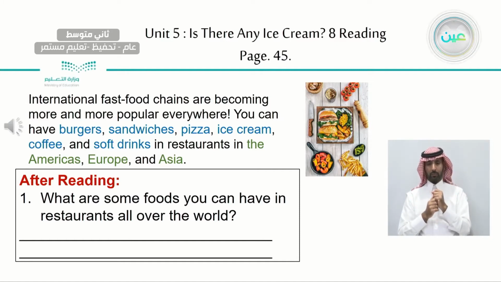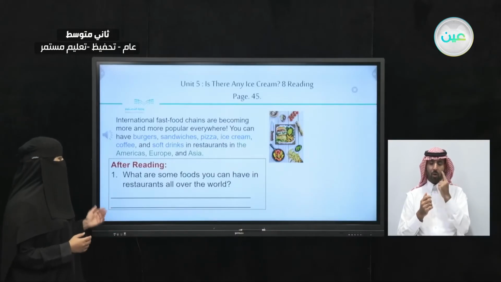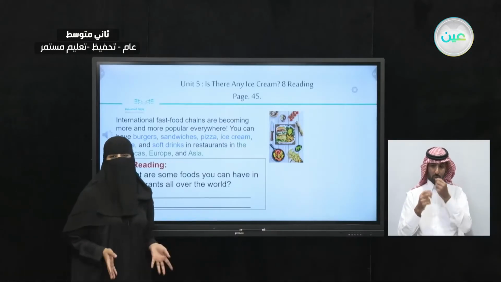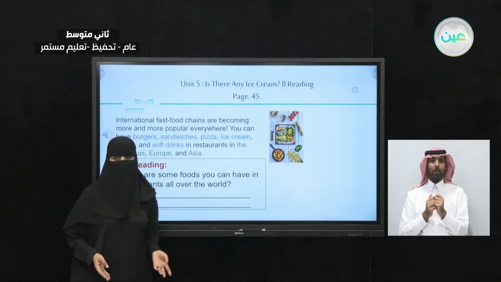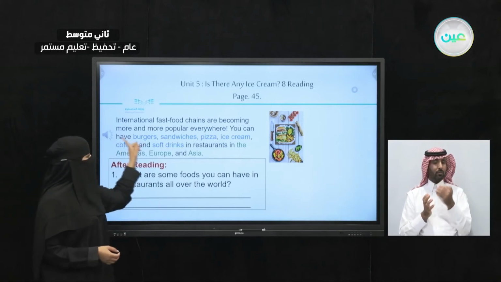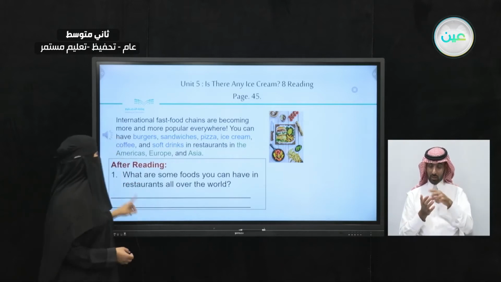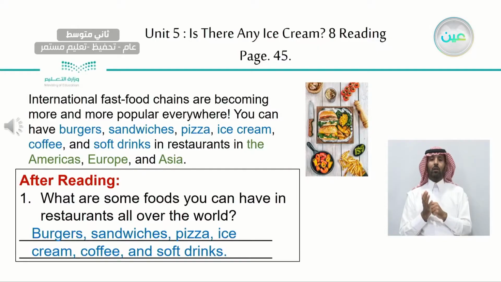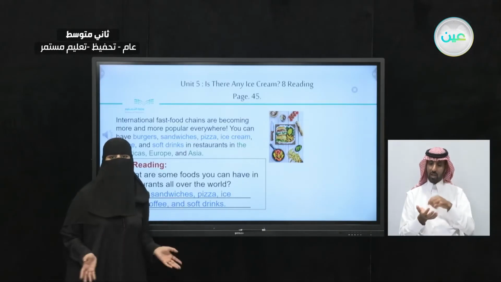Now, what is the question for this part? What are some foods you can have in restaurants all over the world? If you have it from all over the world, that means it's international food. So, what's the answer for this question? Can you find the international food here from this text? So, the answer is burgers, sandwiches, pizza, ice cream, coffee, and soft drinks. It's not for a certain country, it's international food.